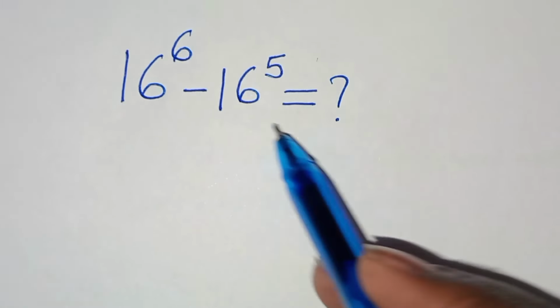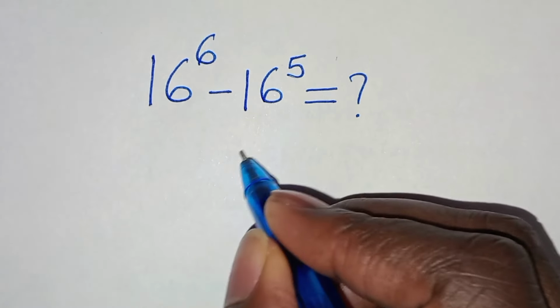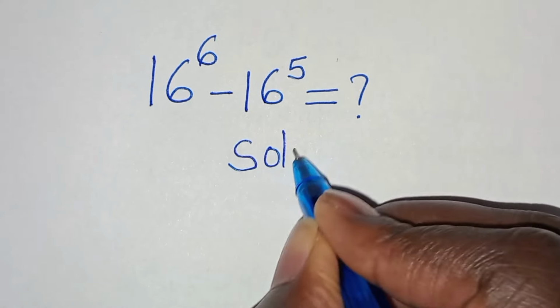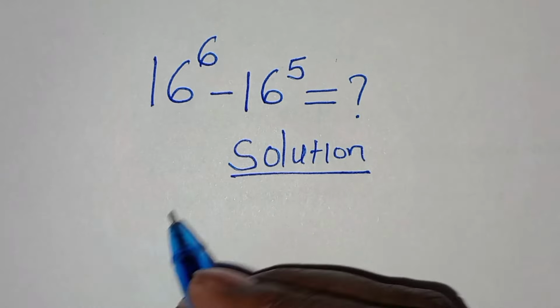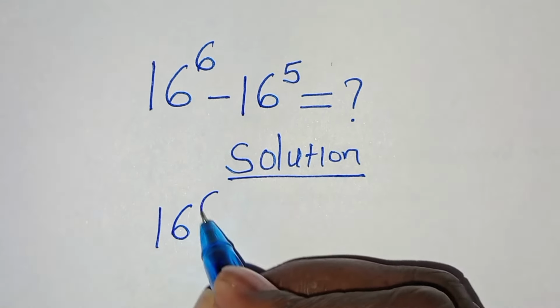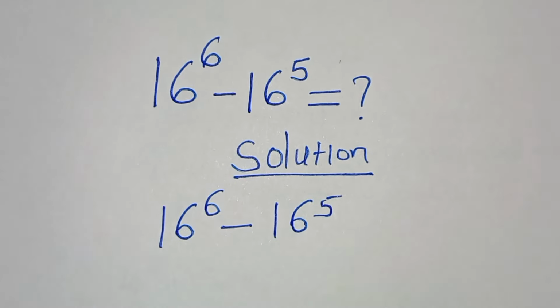16 to the power of 6 minus 16 to the power of 5. How do we solve this math problem? So let's provide a solution from here. Now we have 16 to the power of 6 minus 16 to the power of 5.